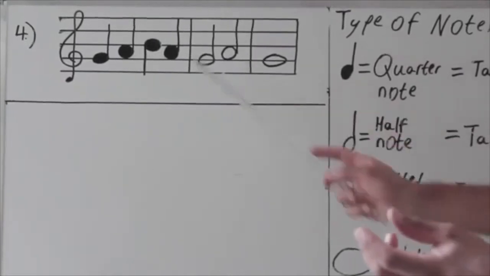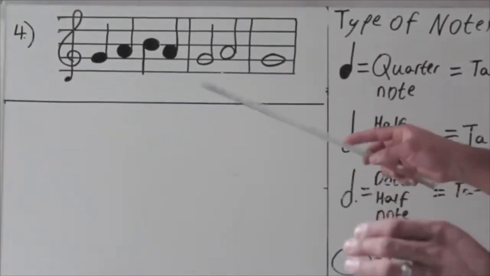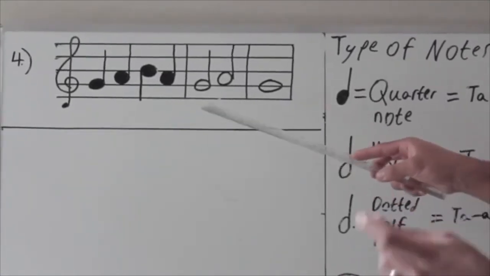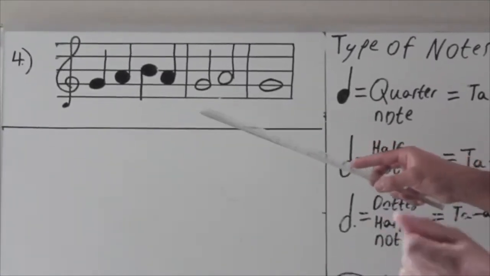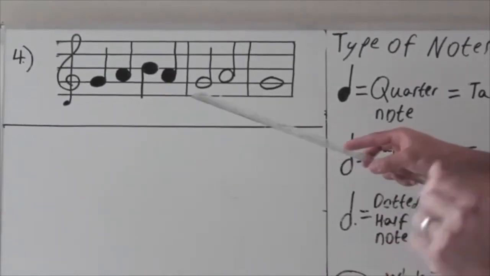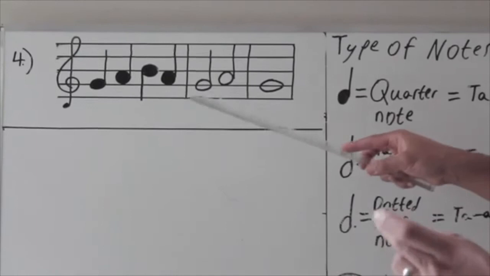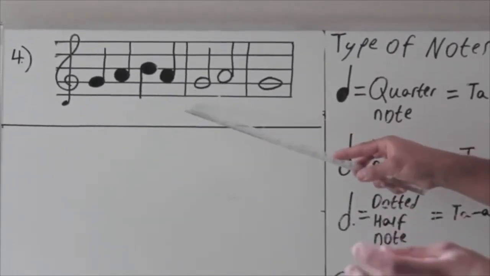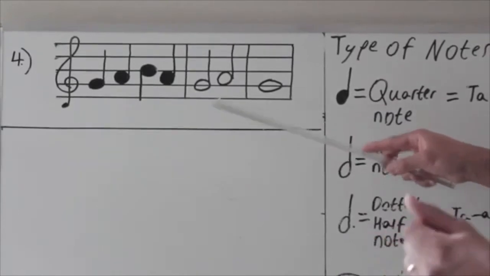Alright, let's take it to the second bar. Just the second bar. So since these are half notes, we're going to say ta-ah, ta-ah. Alright, say it with me. 3, 2, let's go. Ta-ah, ta-ah. Again. Ta-ah, ta-ah. By yourself. One more time by yourself.